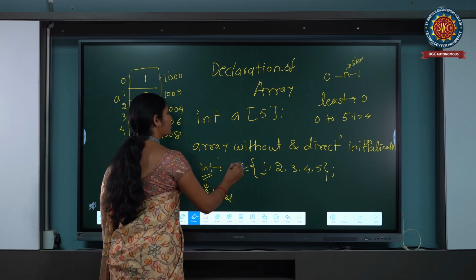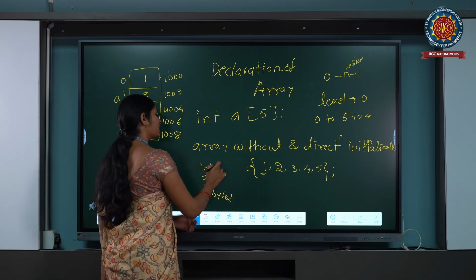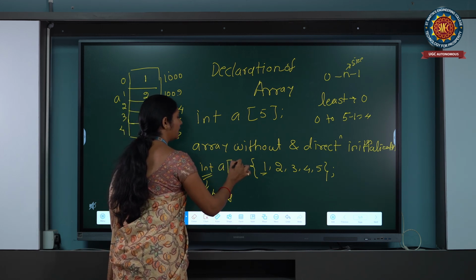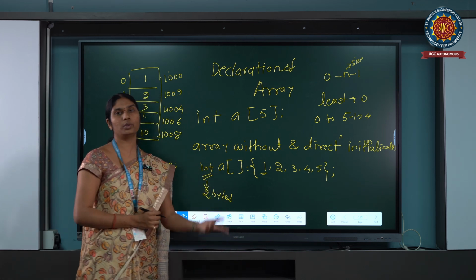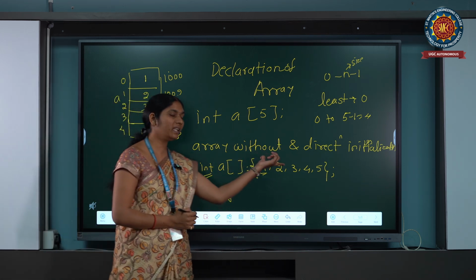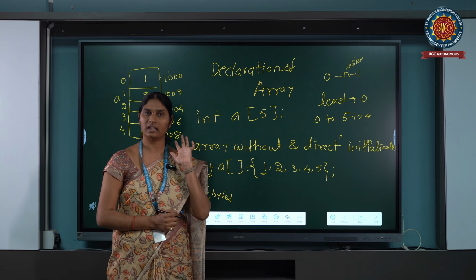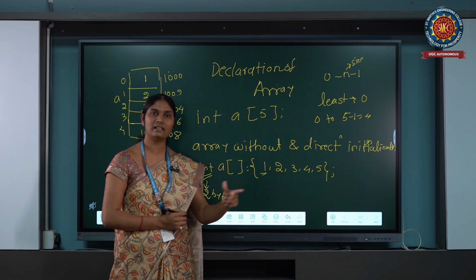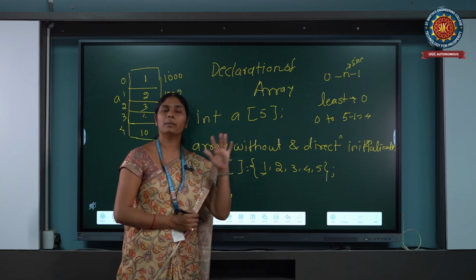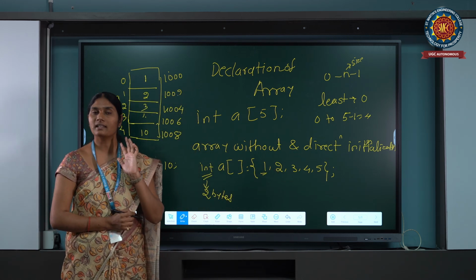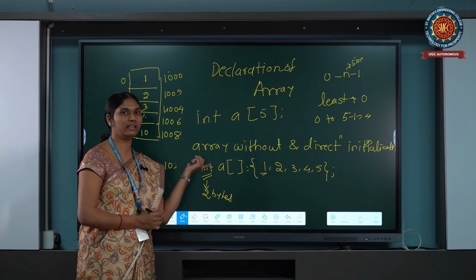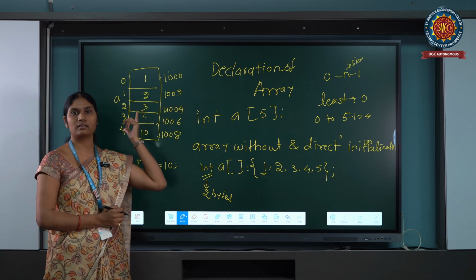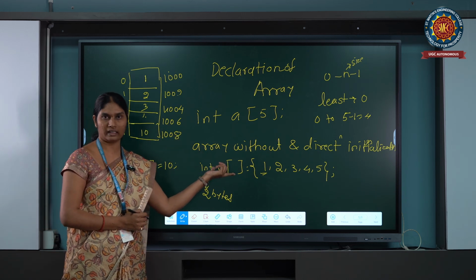Here we take the same array name A, and we are not mentioning any size. Suppose we want to calculate how many elements are there. There are 5 elements in the array, because we directly initialized 5 elements. Suppose we want to calculate the size of the array, we can calculate it based on the index values.